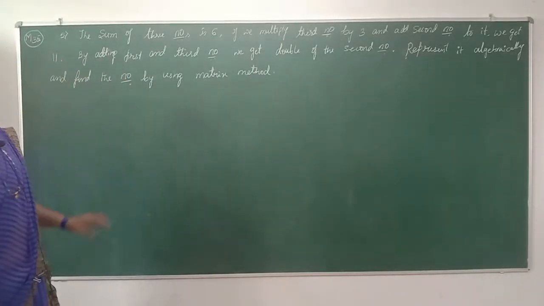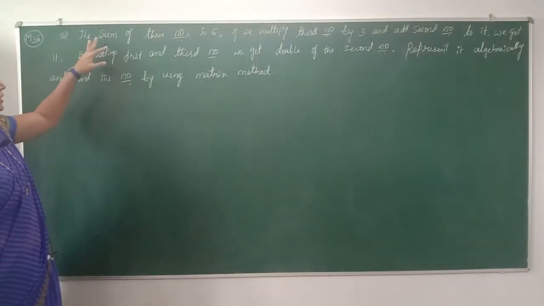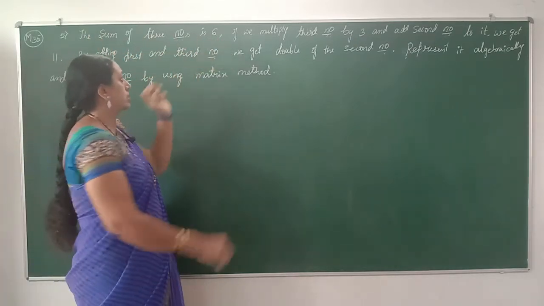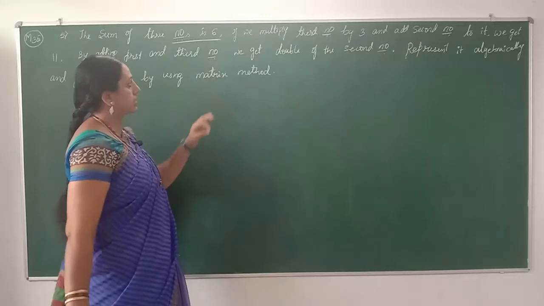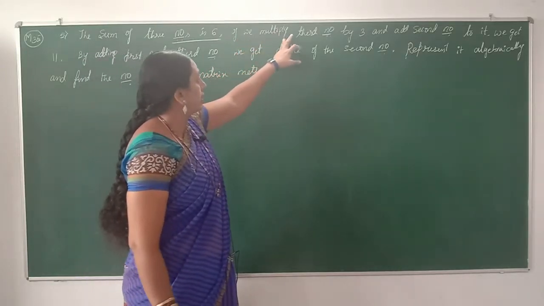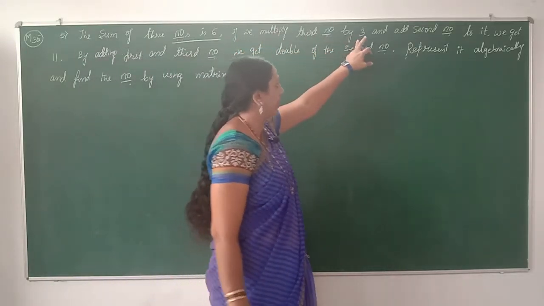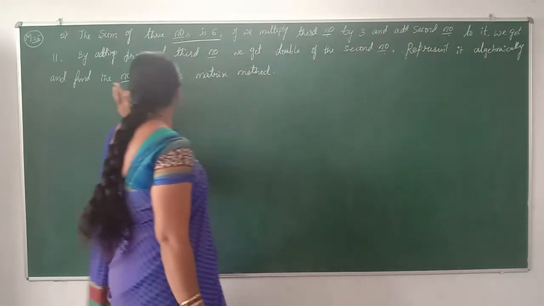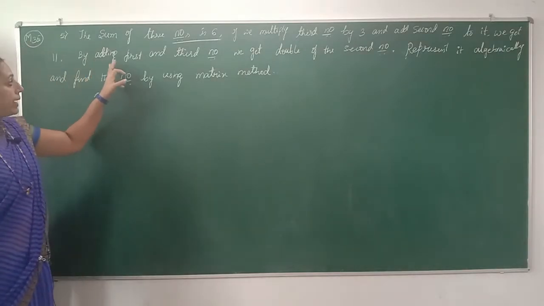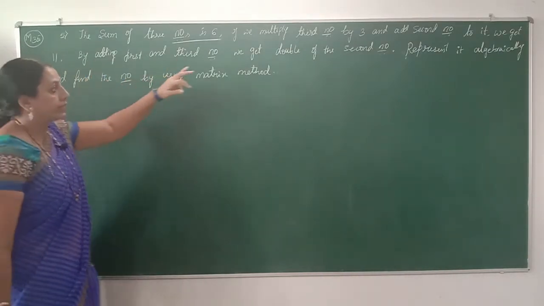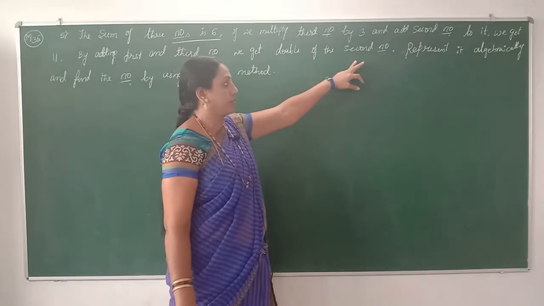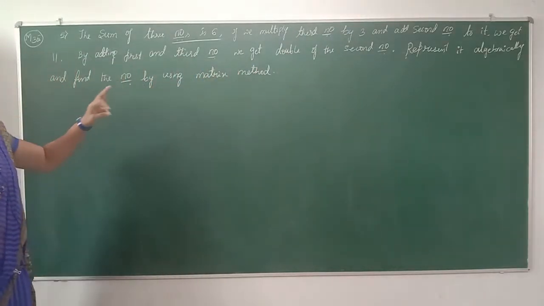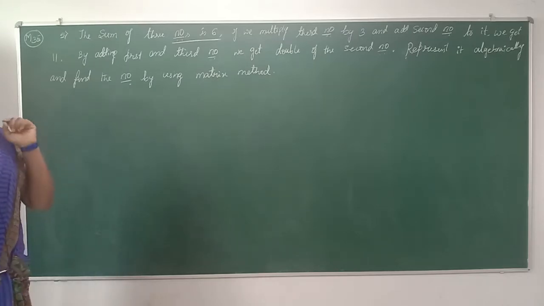Next one is a statement problem. First we will read the statements. The sum of three numbers is 6. If we multiply the third number by 3 and add the second number to it, we get 11. That is the second condition. By adding the first and third numbers, we get double of the second number. That is the third condition. Represent it algebraically and find the numbers by using the matrix method.